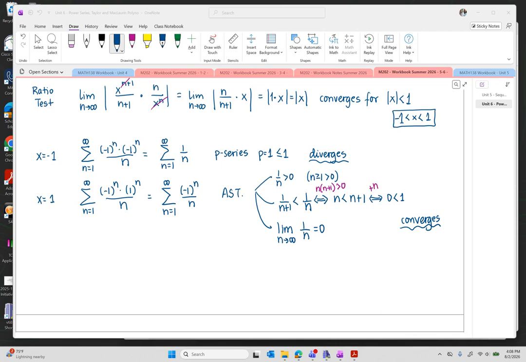Therefore, the series converges. So the interval of convergence for this series that they gave me will be open at -1 because the series diverged there, and it will be closed at +1 because the series converged there.